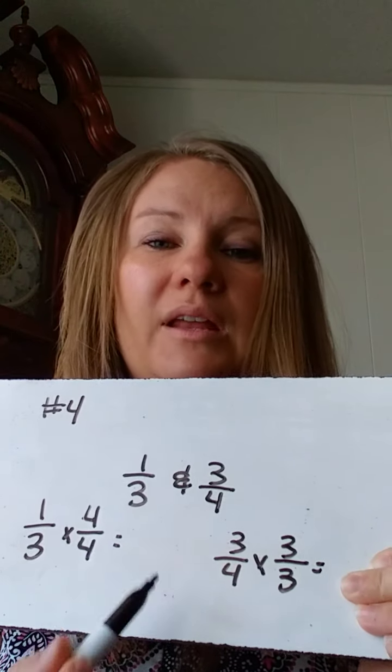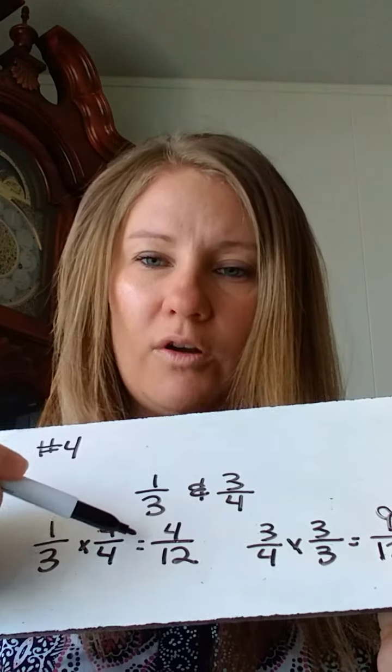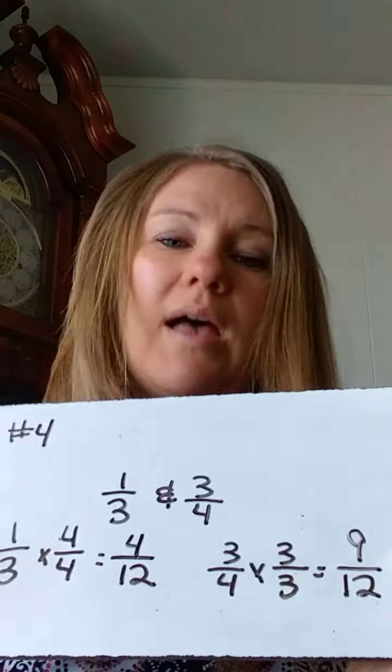And that will give us a common denominator of 12. So let's figure those 2 out. 3 times 4 is 12, and 1 times 4 is 4. And then 4 times 3 is 12, and 3 times 3 is 9. So we'll rename these, and we'll have 4/12 and 9/12 with a common denominator.